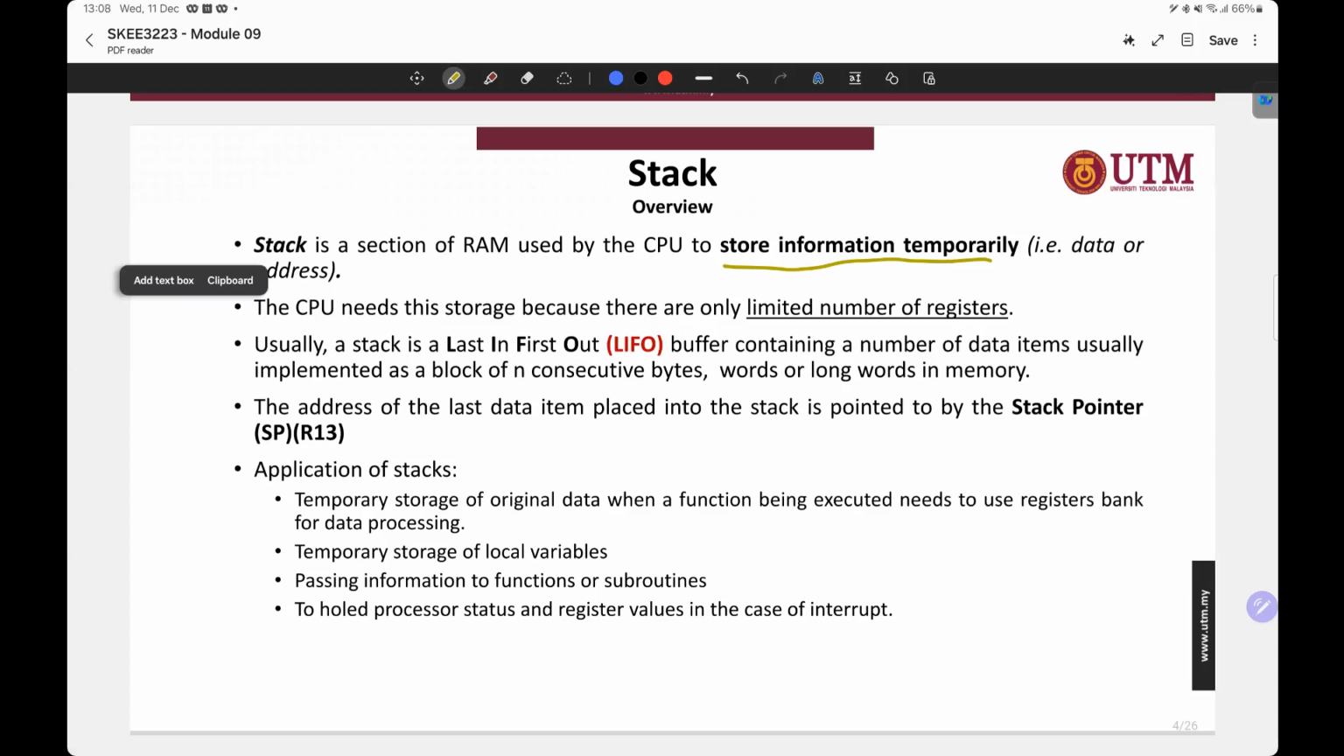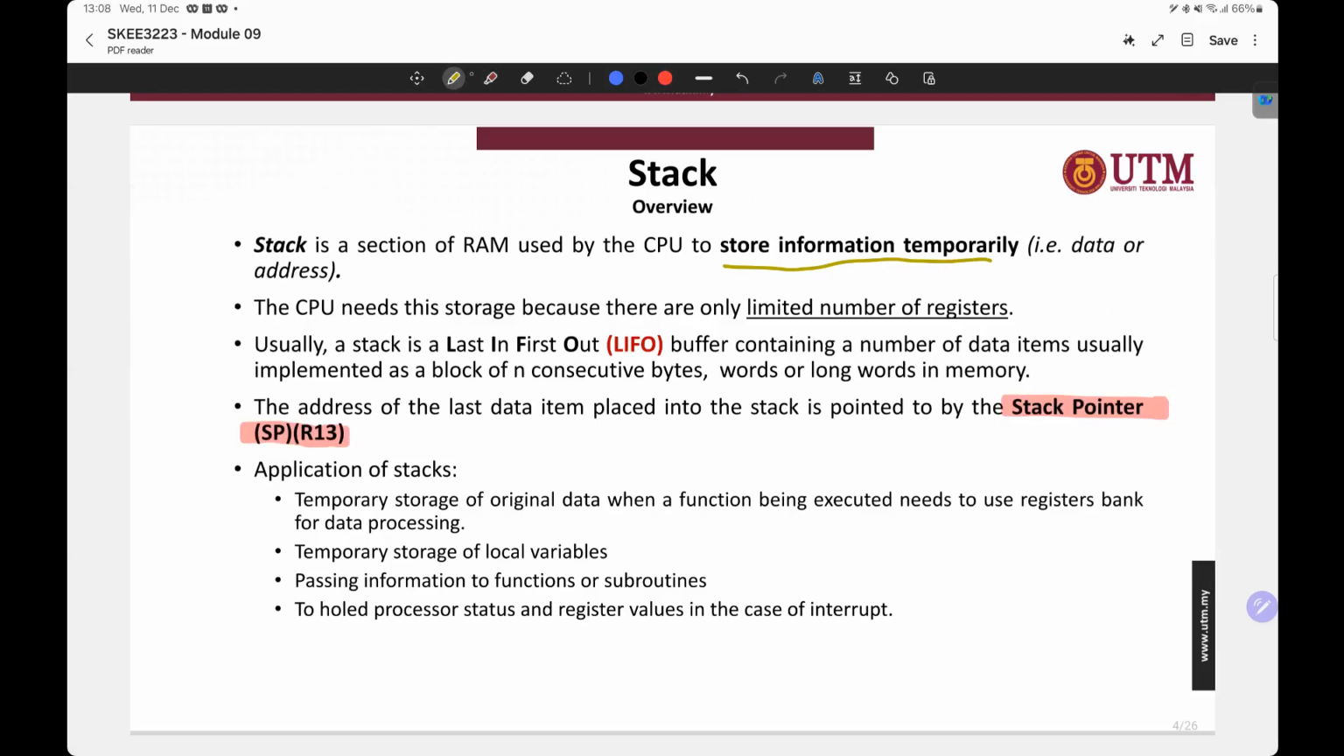So the address of the last data item placed into the stack is pointed to by the stack pointer. By using a stack pointer, you know the location of the last item that was put in the stack memory.